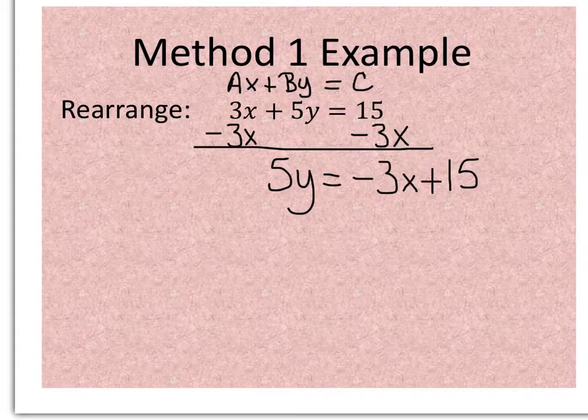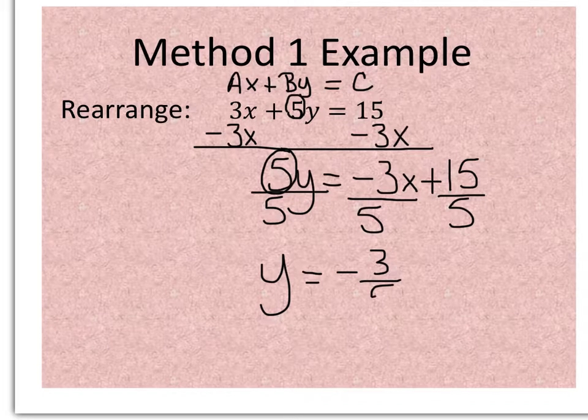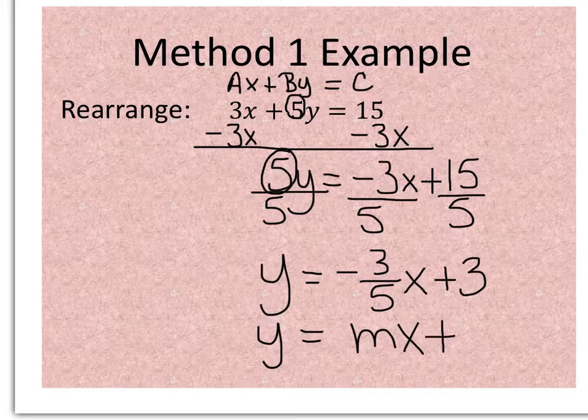Step 2 said to divide everything by your b value. What is our b value? Our b value is 5. So we are dividing everything by 5. Once we divide everything by 5, we get y equals a negative 3/5 x, because 3 will not divide by 5 evenly. And then we say 15 divided by 5, which gives us 3. So now we have the equation y equals a negative 3/5 x plus 3, and this is in our y equals mx plus b format.